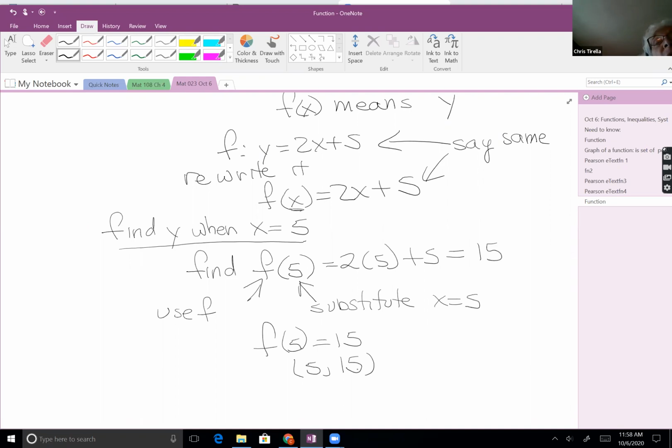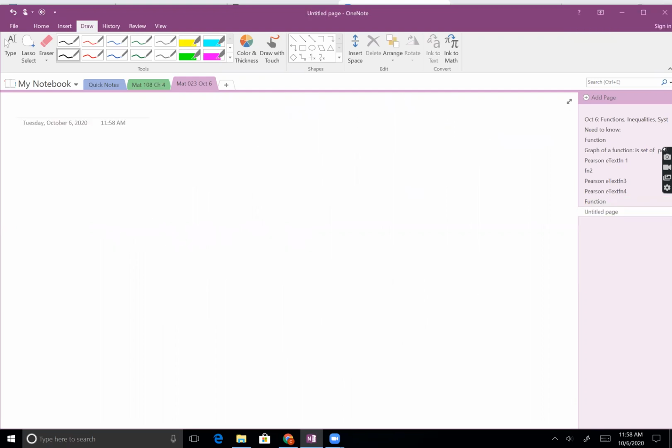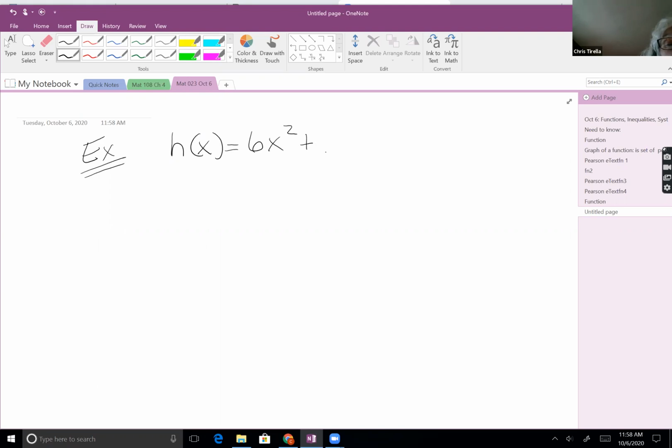So let's try a couple more. This time, let's give it a different name. Let's say h of x equals 6x squared plus 4. And can everybody look at this and see that that is the same as saying y equals 6x squared plus 4? Those two sentences say the same thing.